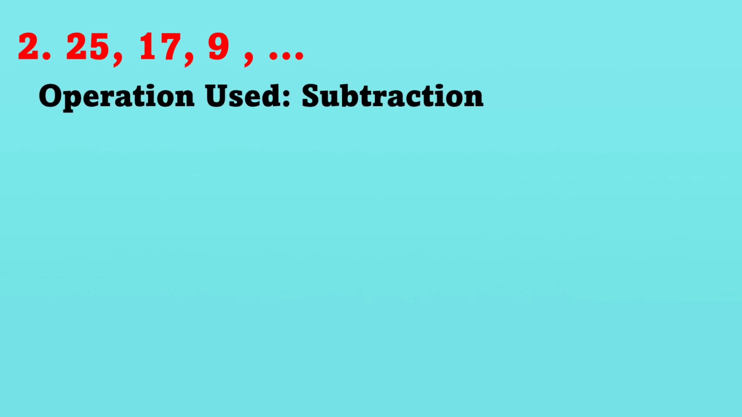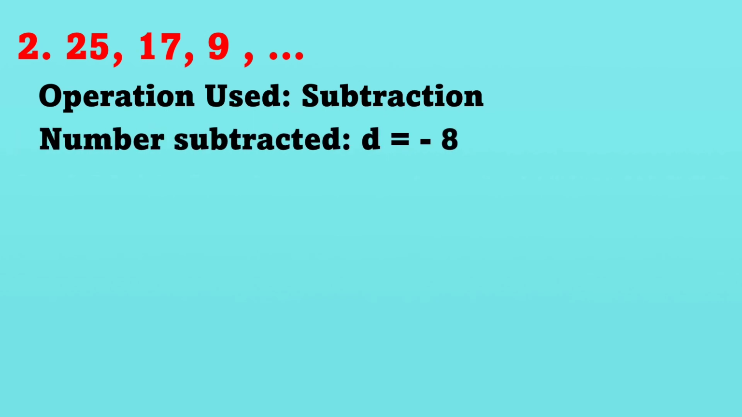Number 2, 25, 17, 9, and so on. What did you observe in the given terms? How did you get the terms of the sequence? Right, the operation used is subtraction. You subtract 8 from 25 in order to get 17. Same with 17 minus 8 is 9. So your d here is negative 8. The first term in the sequence is 25.